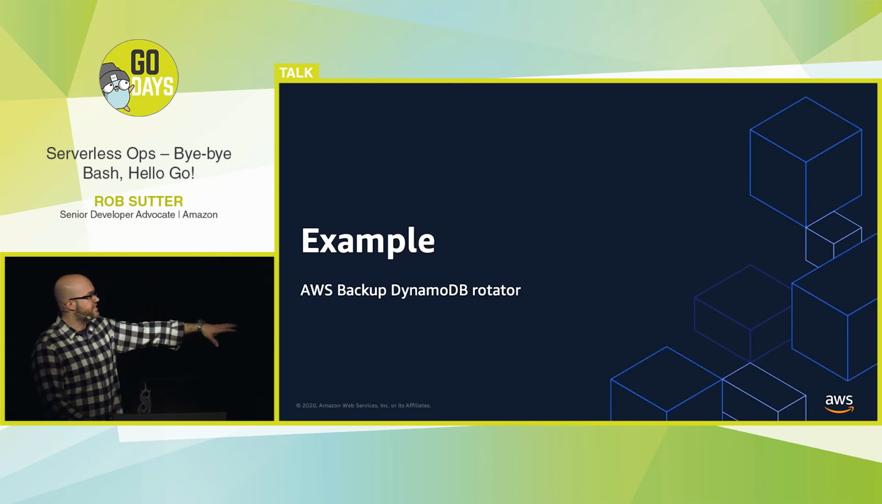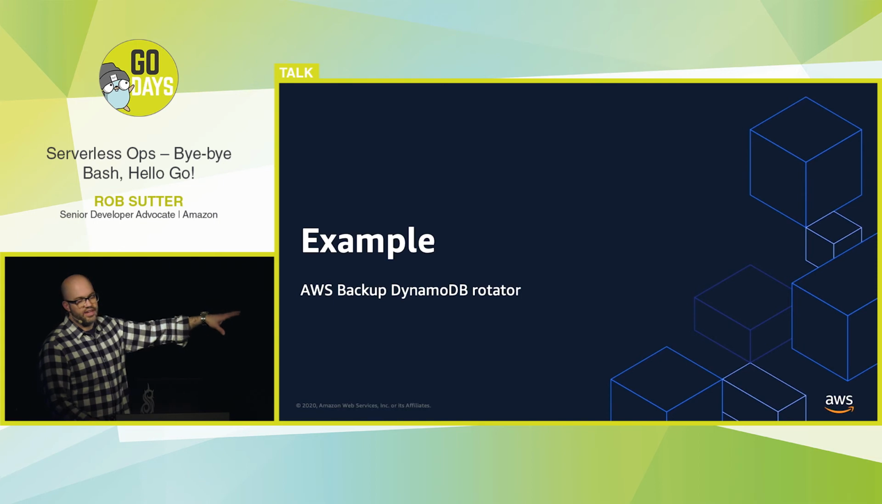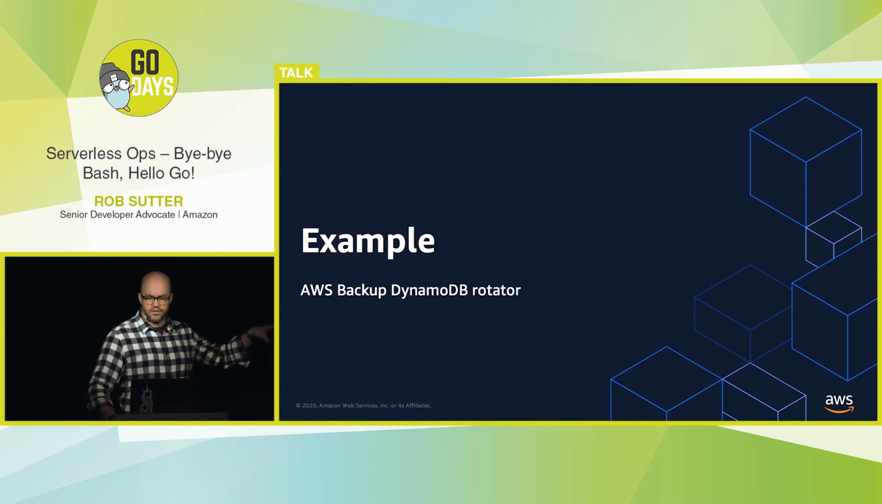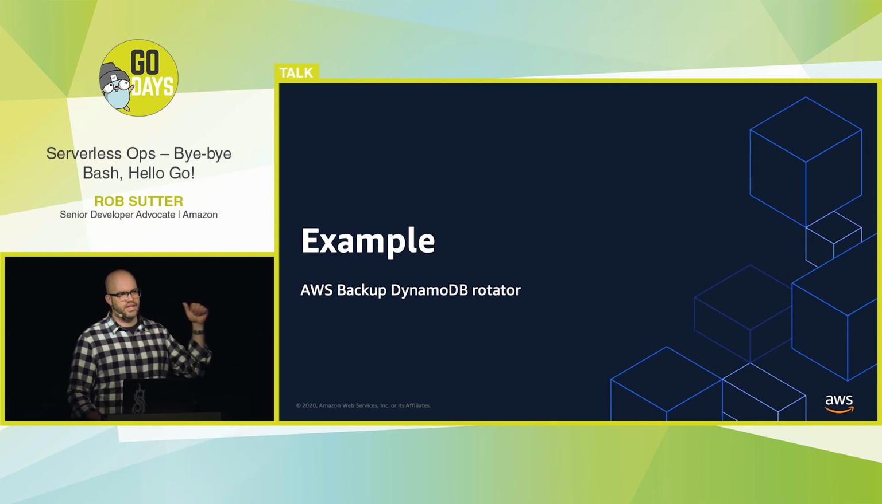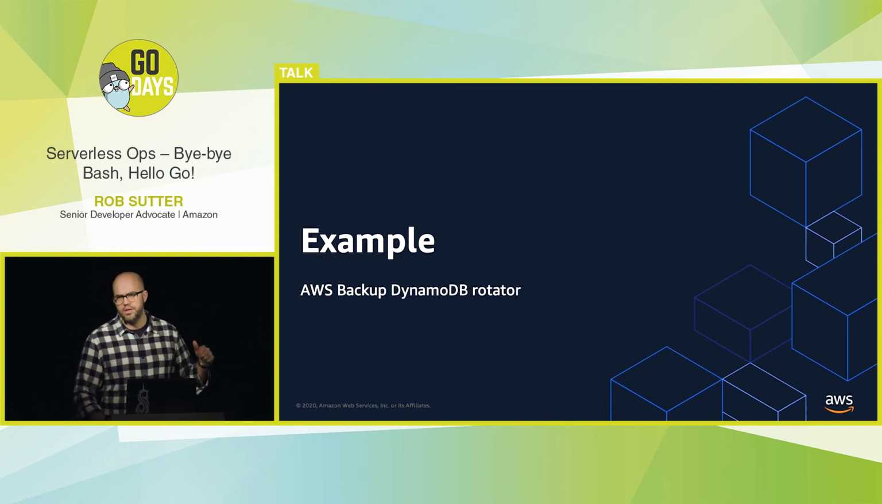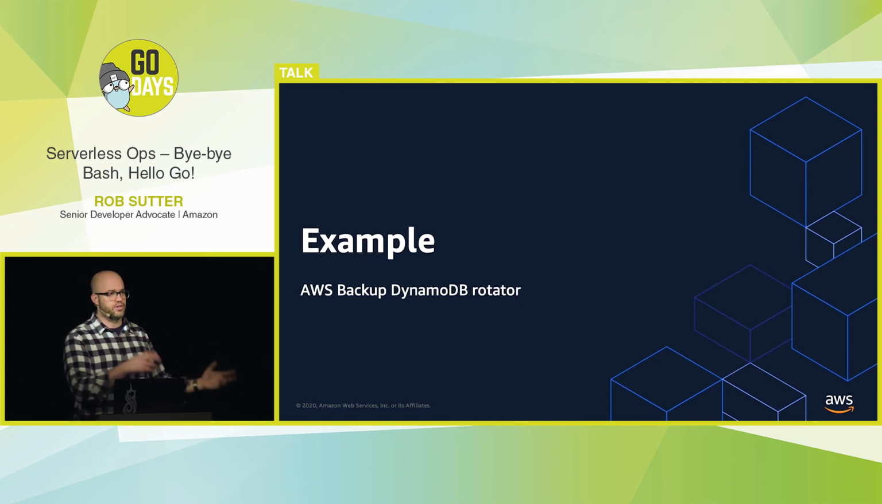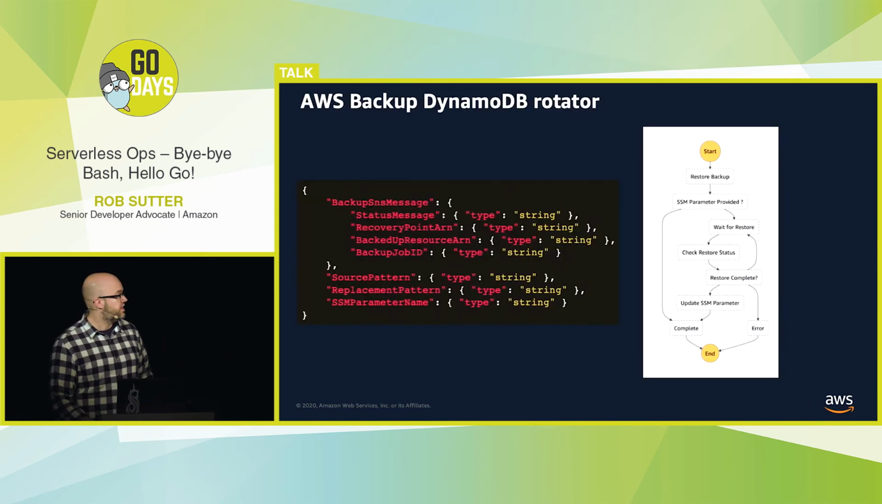So for a specific example, we have the AWS Backup DynamoDB rotator. This is available on GitHub, both the source code and as a serverless application repository application, which means you can deploy it immediately into an AWS account. Like I said, it's also available under the Apache 2 license, which means if you use a different service provider, you can examine the model, take it out, keep the code that works for you, get rid of the code that doesn't. If you want to use it for a different task, modify it as you see fit.